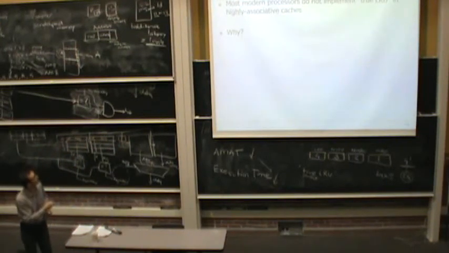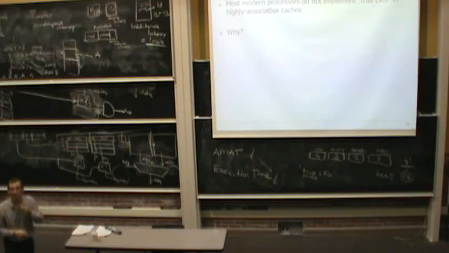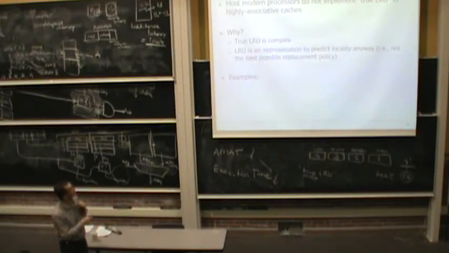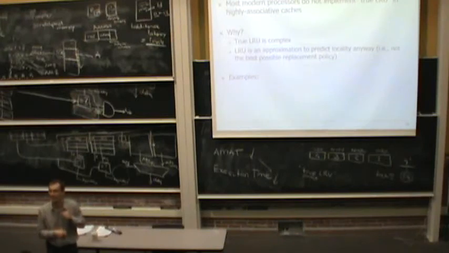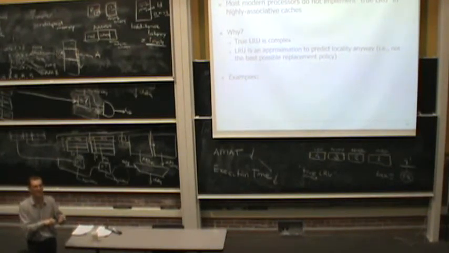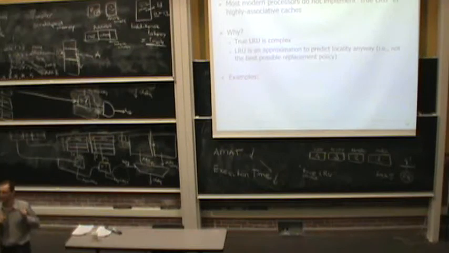To perfectly encode. Okay, so because of this, most modern processors do not implement true LRU. It's complex to do. Well, this is one of the reasons it's complex to do. Second, LRU is an approximation to predict locality anyway. As I told you before, random performs on average as good as LRU. So you don't really need to be true to LRU, if you will. You could be a little bit approximate.